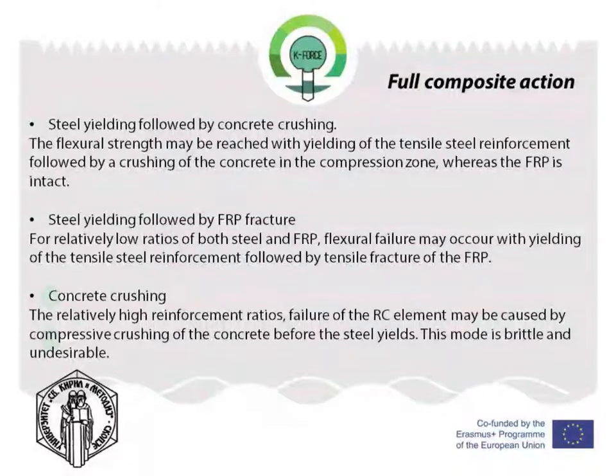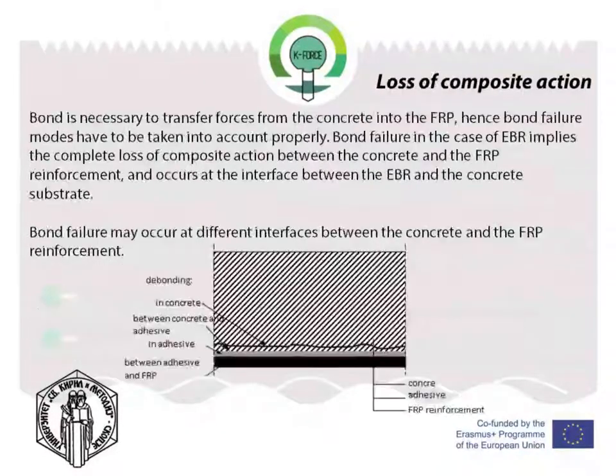Concrete crushing. For relatively high reinforcement ratios, failure of the reinforced concrete element may be caused by compressive crushing of the concrete before the steel yields. This mode is very brittle. Bond is necessary to transfer forces from the concrete into the FRP, so bond failure modes have to be taken into account properly. Bond failure in the case of externally bonded reinforcement implies the complete loss of composite action between the concrete and the FRP reinforcement and occurs at the interface between the externally bonded reinforcement and the concrete substrate.